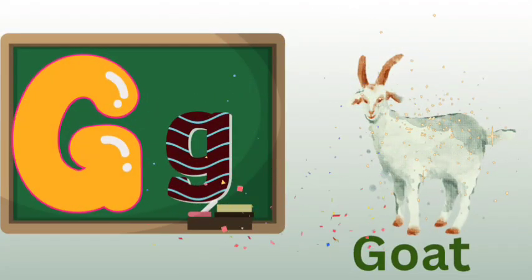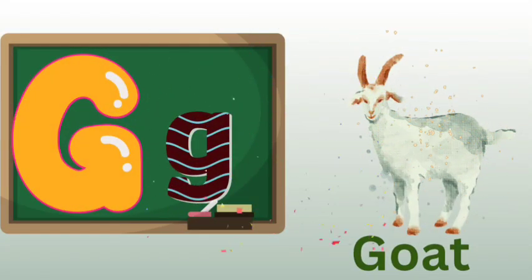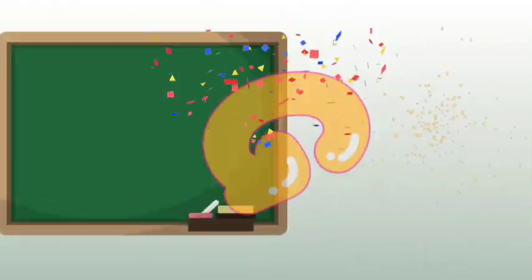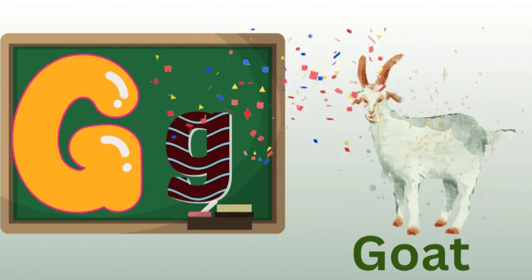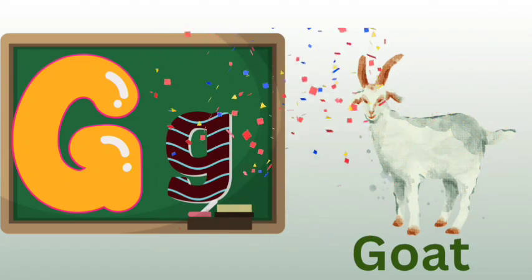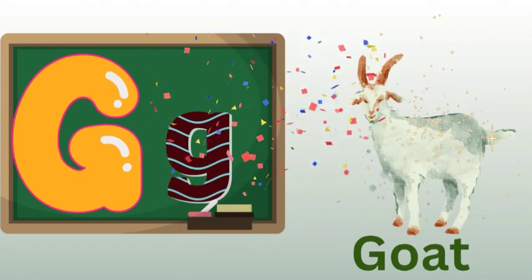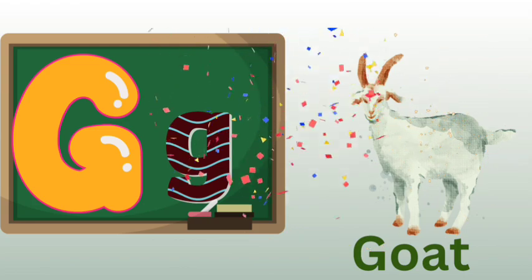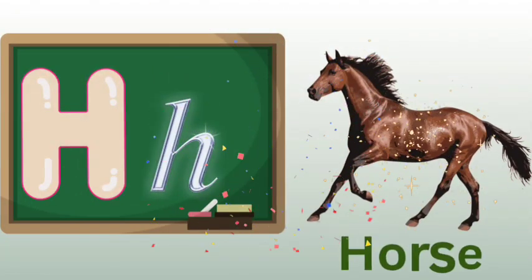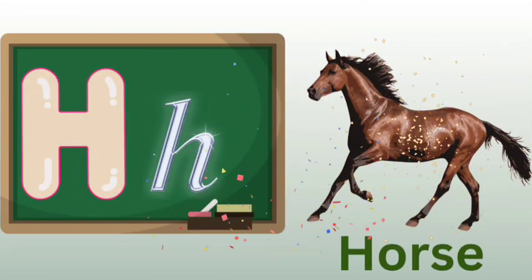G is for goat, goat, goat. H is for horse, horse, horse.